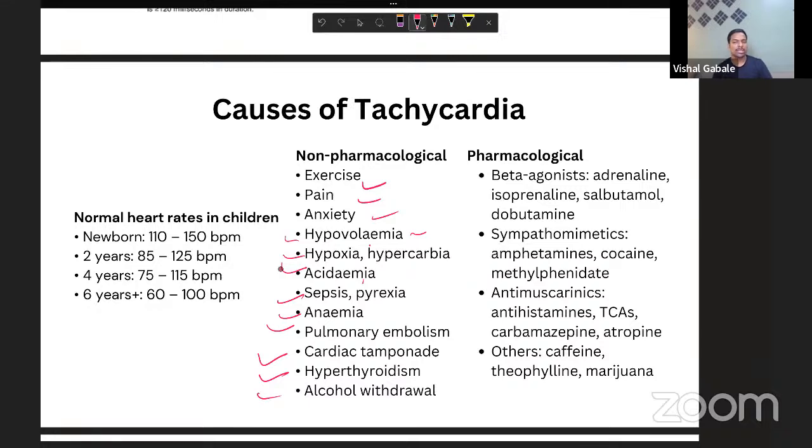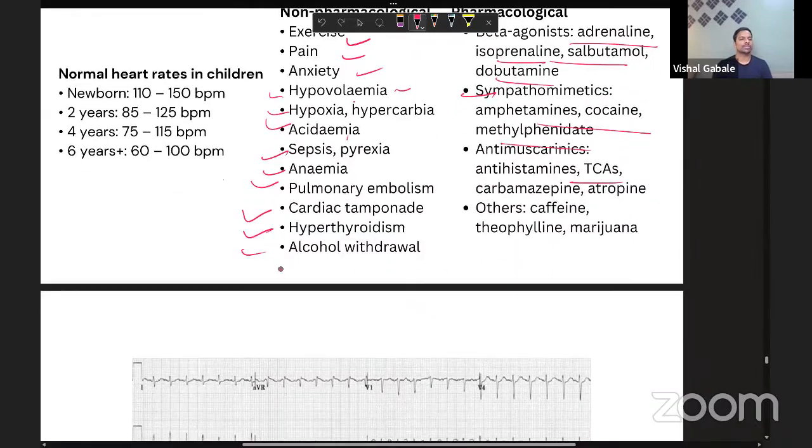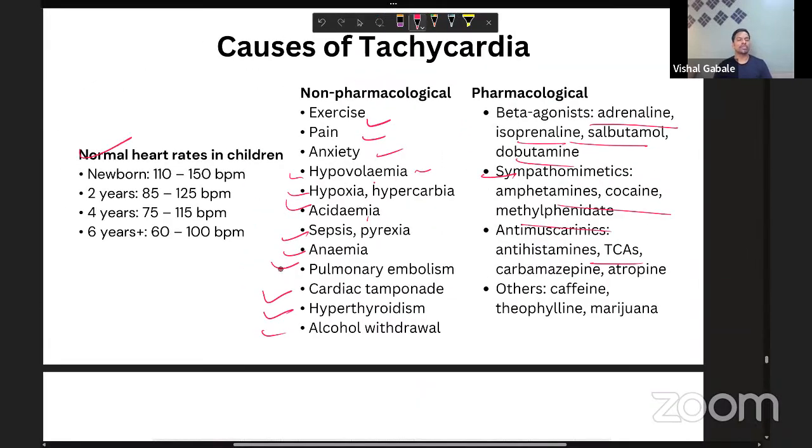And what are the medicines? So adrenaline, salbutamol, isoprenaline, dobutamine. Okay, then amphetamines, cocaine, methylphenidate, then antimuscarinics like antihistaminics, tricyclic antidepressants, or carbamazepine, atropine, others like caffeine, theophylline, marijuana. So in all these cases, tachycardia will occur. Okay. And the normal heart rates in children we have already discussed. Okay, so up to 6 years, around 120 is normal.